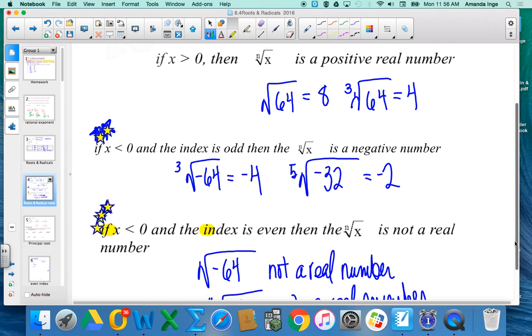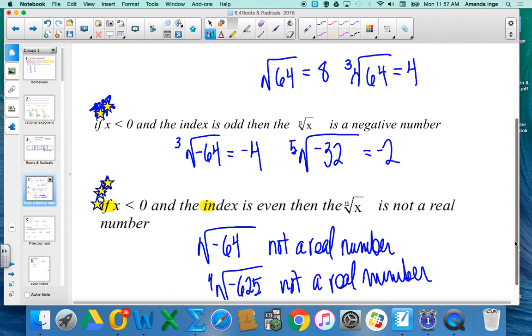The ones that are important are the next two rules. And I have stars by these because you have to understand them. If x is less than 0, meaning it is a negative number, and the index is odd. The index is odd. This is important. Then the nth root of x is a negative number.